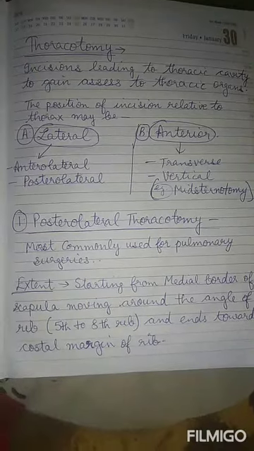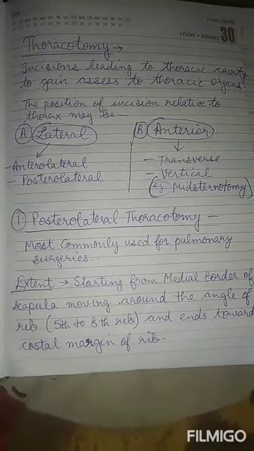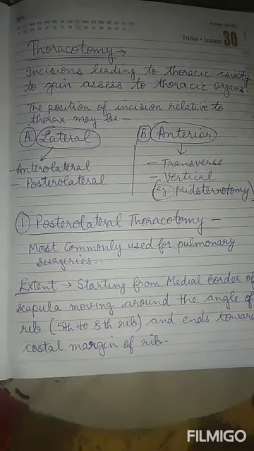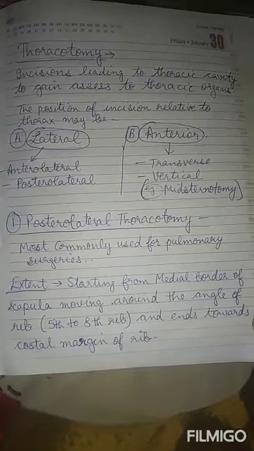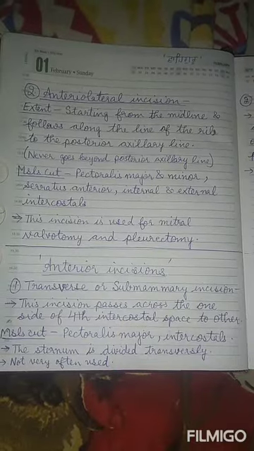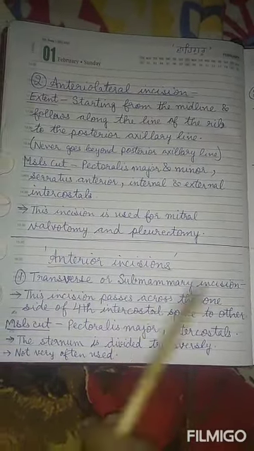So we discussed the lateral thoracotomies, anterolateral and posterolateral, and both are used in pulmonary surgeries. Next we will be discussing the anterior thoracotomies. When we talk about anterior incisions, there are two incisions. One is the transverse or submammary incision.